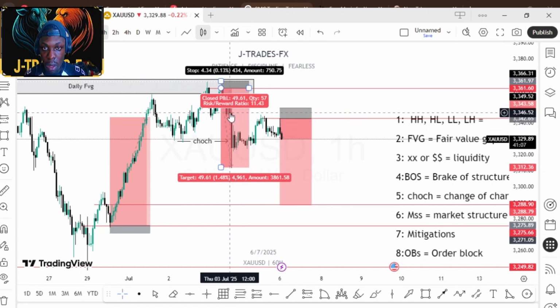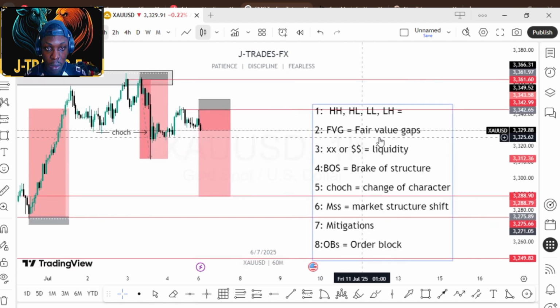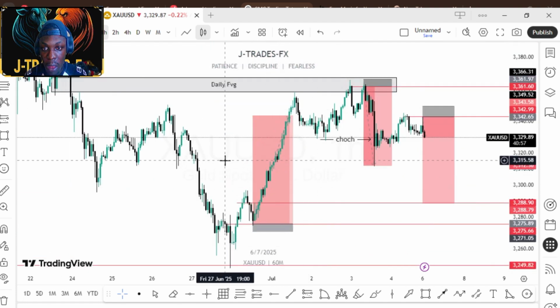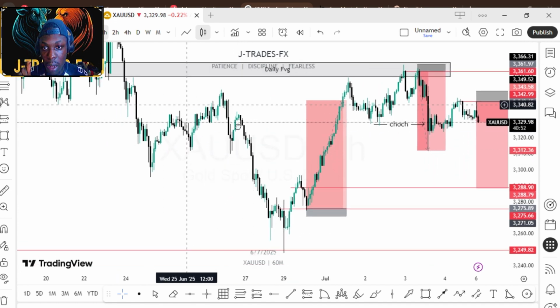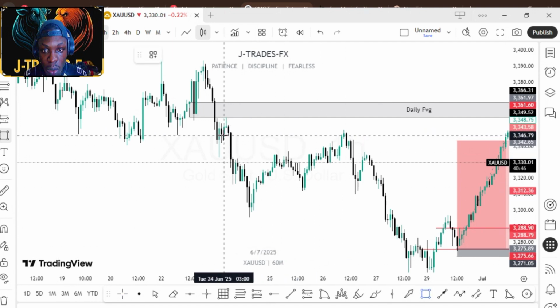So there was something here, the point of interest here is a fair value gap. What is a fair value gap? This is a fair value gap. Let me explain what a fair value gap is. A fair value gap is formed from 3 different candlesticks like this. You can see this is a very clear example. A fair value gap is just a space in between those 3 candles.